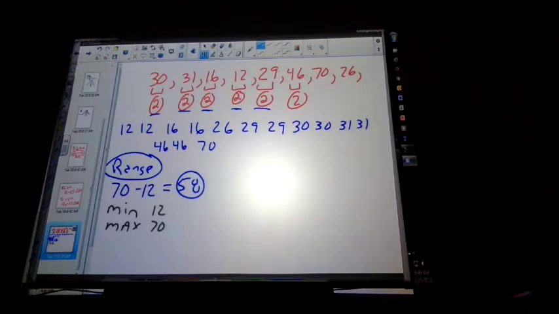Cell phones go away, please. 12, 12, 16, 16, 26, 29, 29, 30, 30, 31, 31, 46, 46, 70.